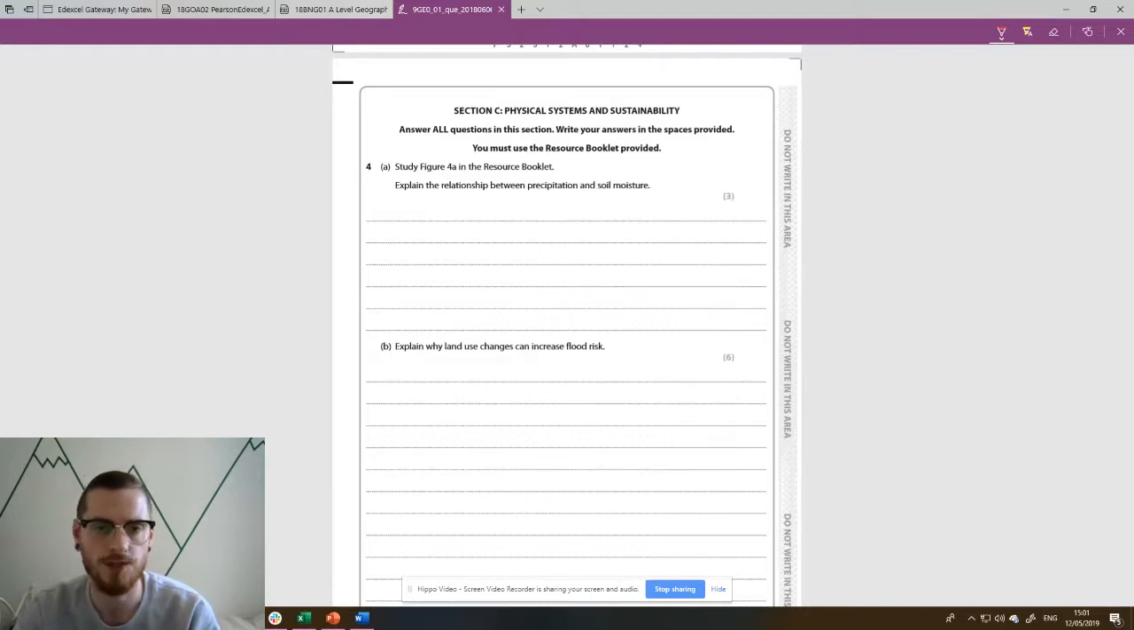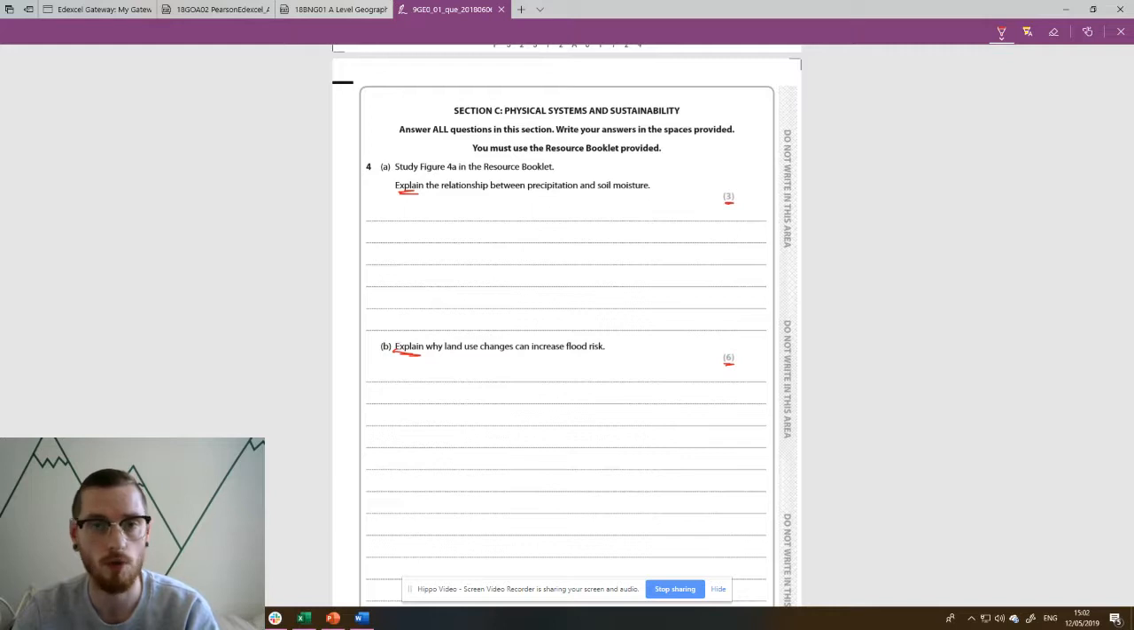This is water cycle and carbon cycle combined as section C. We begin with a lower tariff question. We've got an explain question here, and it's worth 3 marks. We're going to go straight into another explain question worth 6 marks.